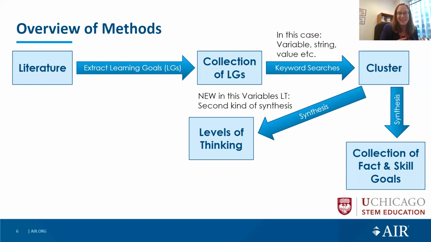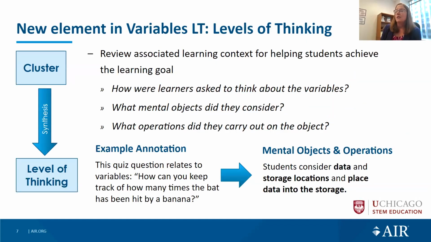So trying to translate that into what levels of thinking kids might have about something like variables was our task at this stage. So what we did was go back to the literature base and really try to unpack the learning context that was associated with each of these learning goals we had extracted. We really went back and said, what activities were kids doing, and what did that suggest about the levels of thinking they were developing? How were they asked to think about variables? What mental objects did they consider? And what operations did they carry out on the objects?